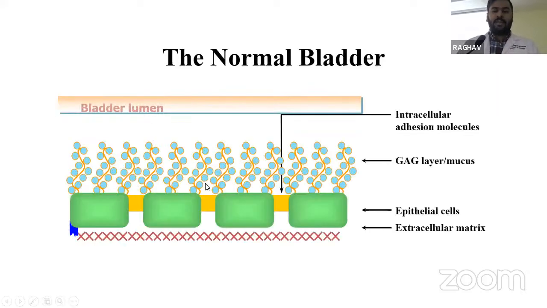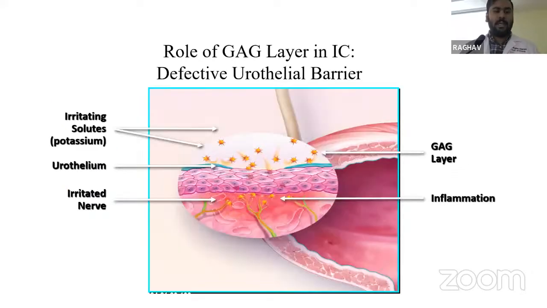The normal bladder is as defined by this diagram. There is an epithelial cell layer, which is bound together by intercellular adhesion molecules. Over that, there is a glycosaminoglycan layer, or a mucous layer, which has been shown to be damaged in the etiopathogenesis of IC BPS, thus leading to the various symptom complex.